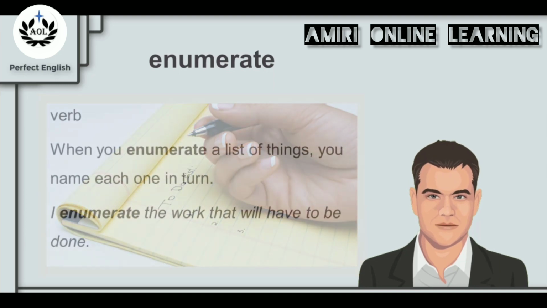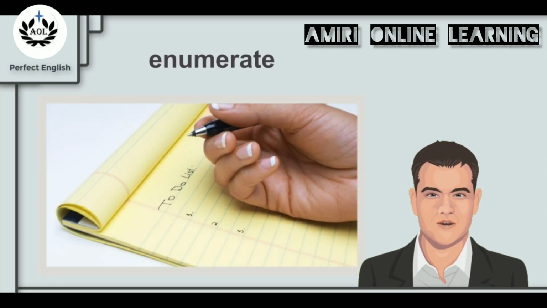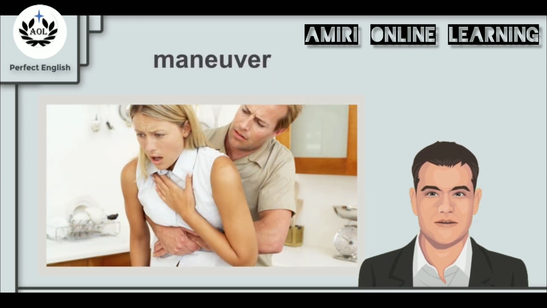Let's find out. Enumerate is a verb. When you enumerate a list of things, you name each one in turn, just like the way we saw in this picture in a to-do list. For example, I enumerate the work that will have to be done. I put a list and I name each of the things we need to do in turn. So the next time you remember this picture of the to-do list, remember the word enumerate and what it means. And now for the next keyword, maneuver.